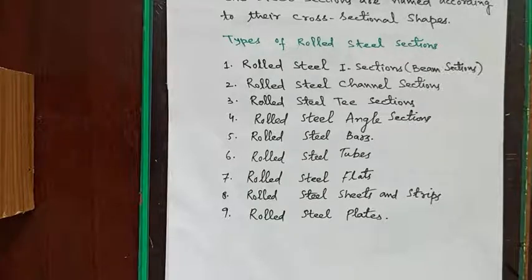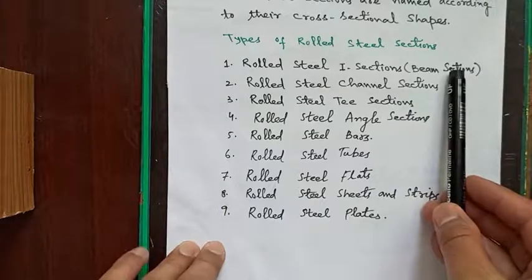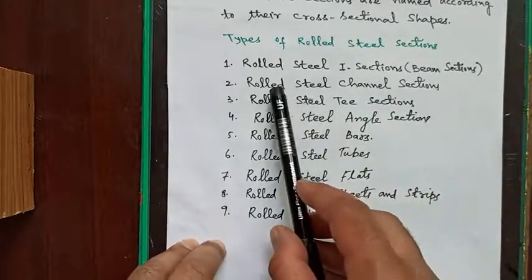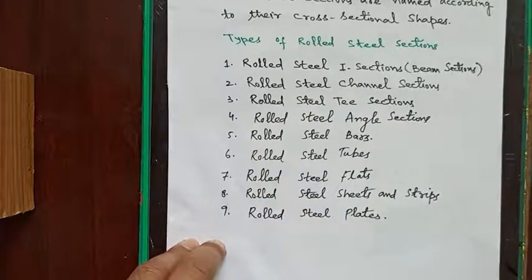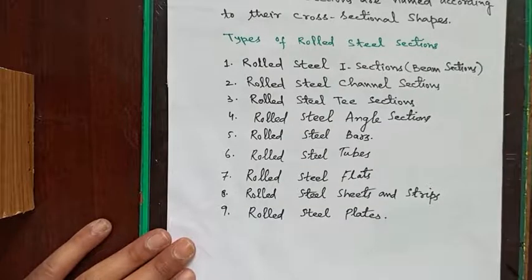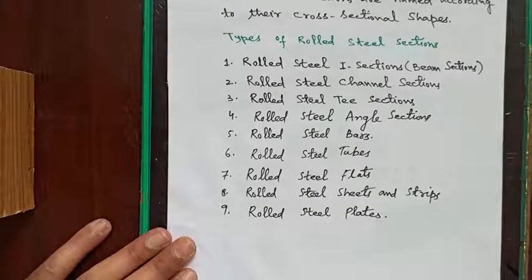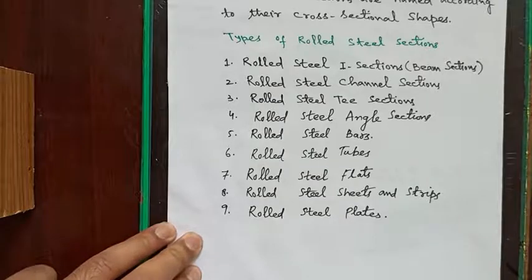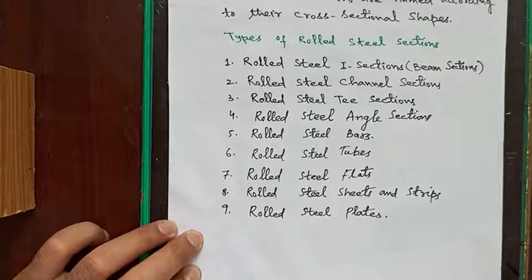The steel sections that we use in practice are rolled steel I sections or beam sections, also called universal beam section. We have rolled steel channel sections, rolled steel T sections, rolled steel angle sections, rolled steel T bars, rolled steel bars, rolled steel tubes, rolled steel flats, rolled steel sheets and strips, and rolled steel plates. These shapes are actually the cross-sectional shapes of the structural steel elements.